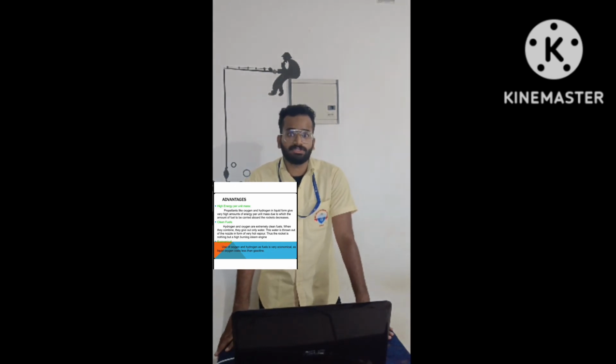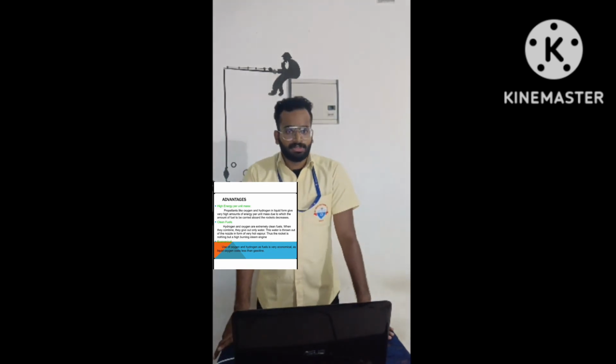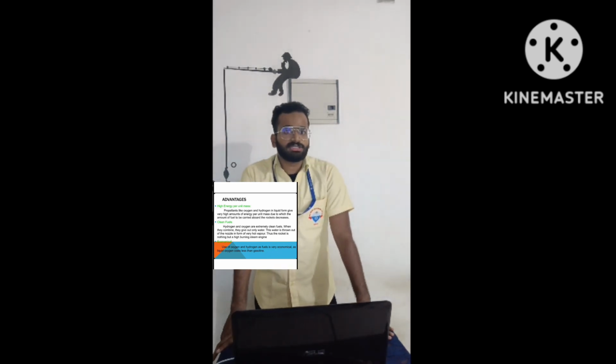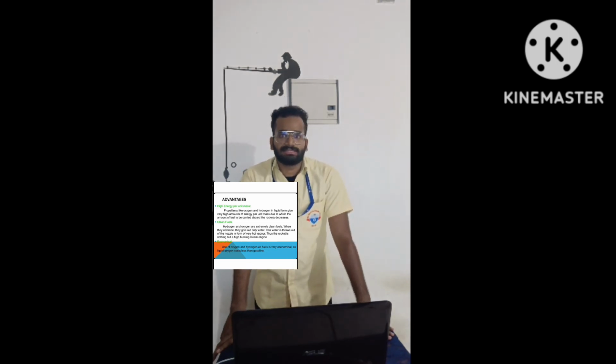Clean fuel. Hydrogen and oxygen are extremely clean fuels. When they combine, they give out only water. The water is drawn out of the nozzle in the form of very hot vapor. Thus, the rocket is nothing but a high-burning steam engine. Next one, economical. Use of oxygen and hydrogen as fuel is very economical, as liquid oxygen costs less than gasoline.